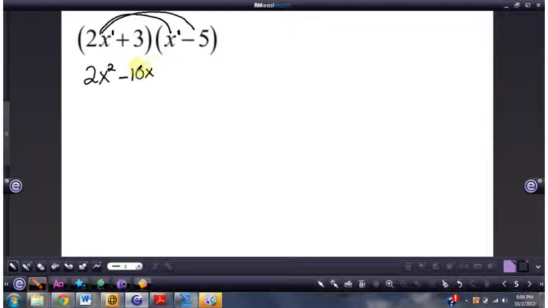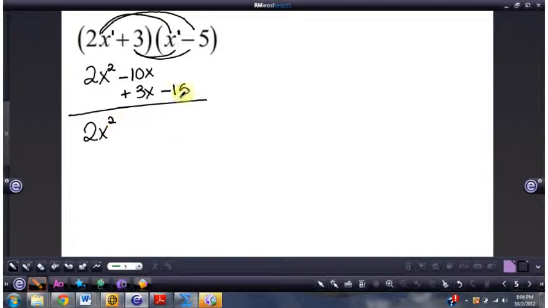Once I'm done with that, I'm going to step into the 3 and multiply this one. 3 times x, 3x, and if you'll notice, I'm stepping them. And then 3 times negative 5 is negative 15. From here, it's just combining like terms. There's nobody to match the 2x squared, so I'm just going to bring it down. Nobody to match the 15. And then negative 10 plus 3 is negative 7x. And I'm done.